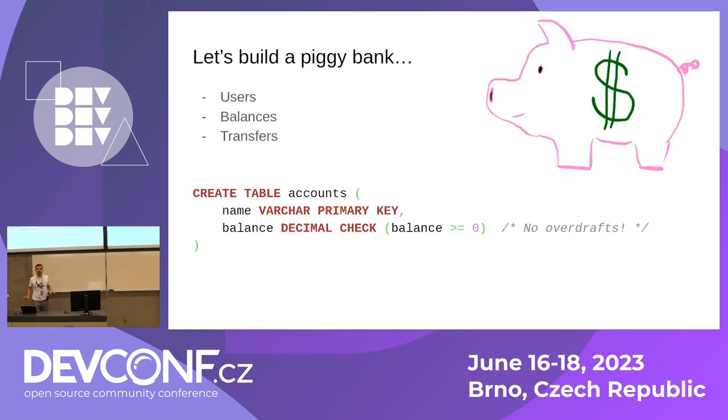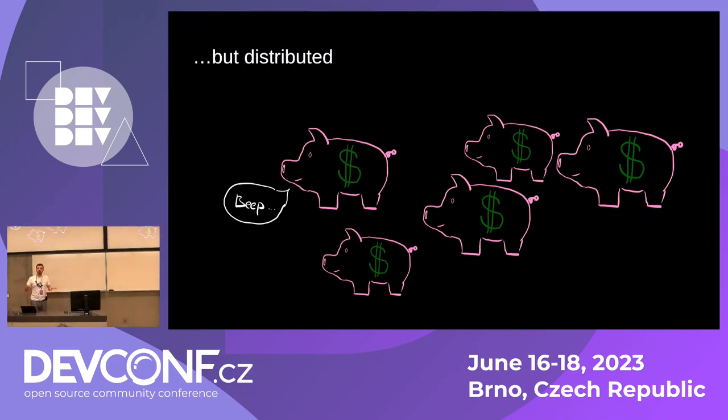So let's build a toy example. Let's build a piggy bank. We will have some users with their accounts. Each account has a balance. And we want to be able to safely transfer money across the accounts. But because we are a piggy bank, we do not lend money. We do not allow overdrafts. So we want to be able to move money and not lose any. But we will be making it distributed across multiple servers.